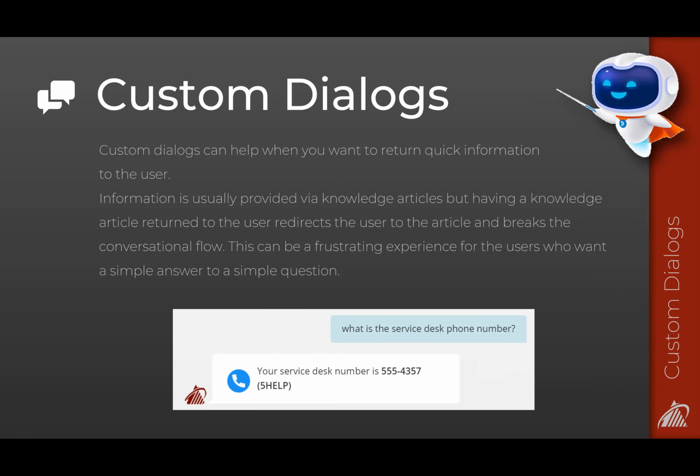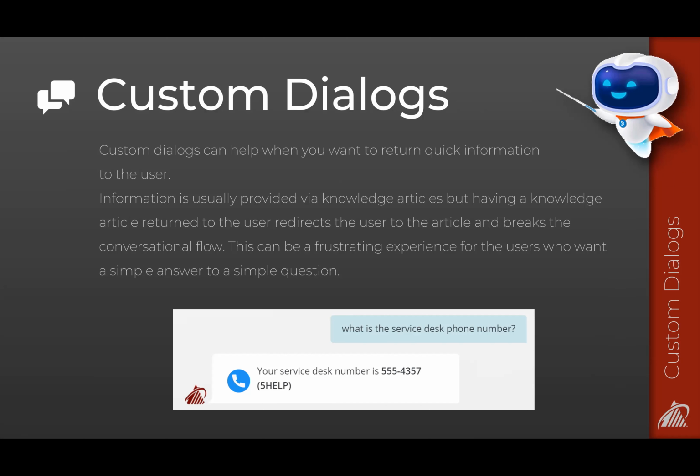So they want some quick information, and the information usually provided, especially out of the box with Chatbot, is in the form of a knowledge article, or maybe one of your service requests. But chances are it's a knowledge article, and that's how we disseminate knowledge to the end user. But as we can see from this picture here, something like what is the service desk phone number? If the user asks that and you give them the 5 tiles of knowledge articles, and they have to go in and read the knowledge article, and maybe it doesn't really give them what they want in the first place, that happens.